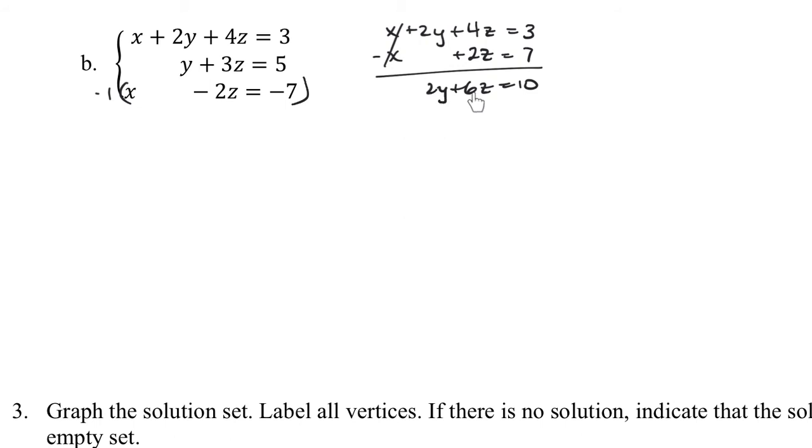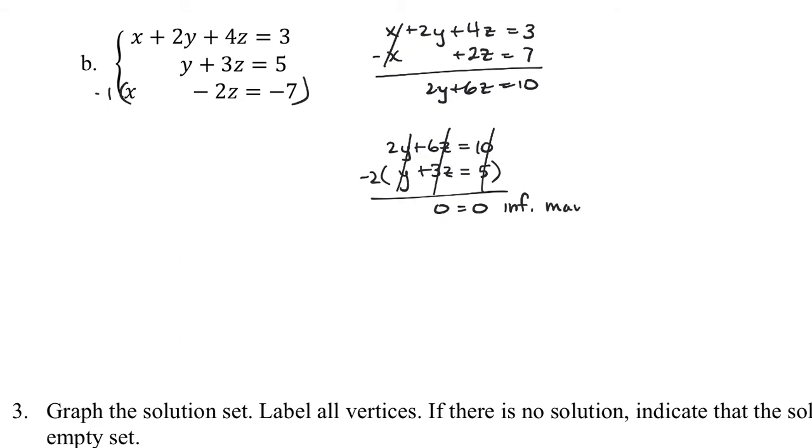So I have an equation in terms of y and z that I can combine with this equation in terms of y and z. So I can take the result from that first step, 2y plus 6z equals 10, and then combine it with that middle equation, y plus 3z equals 5. And if I multiply that bottom equation by negative 2, then that becomes a negative 2y, which cancels with positive 2y. That becomes negative 6z, which cancels with positive 6z, and then we have a negative 10, which cancels with positive 10. So again, 0 is equal to 0, which is an indication of infinitely many solutions.